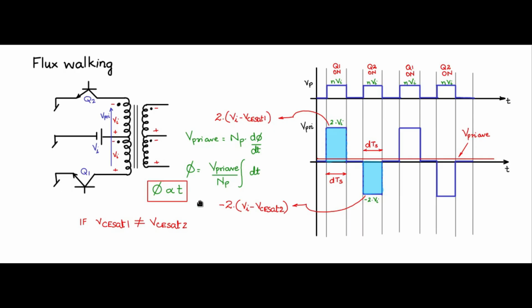So this is the problem in a practical case. You cannot make the transistors perfectly matched. It is not possible. So you will land up with VCE-SAT1 not equal to VCE-SAT2, and you will have this problem of flux walking. So how do we solve this problem electronically? That is what we will look at next.